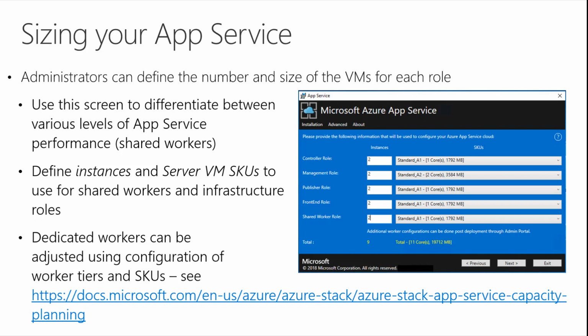But again, we've talked about minimums. You have to be careful about those. Pretty much you need to have 2 of each of these for the various roles for HA, high availability. And we can also create dedicated workers and adjust those using configuration of worker tiers and SKUs. So there's a whole set of documentation on what you want to do and how you should do it for Azure Stack App Service capacity.